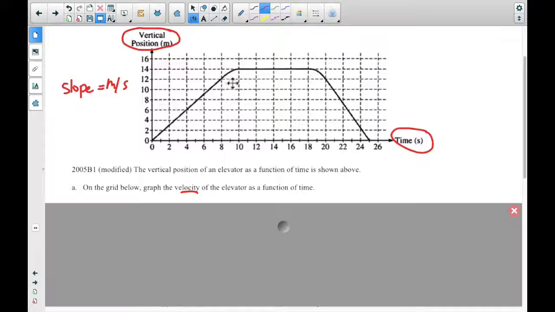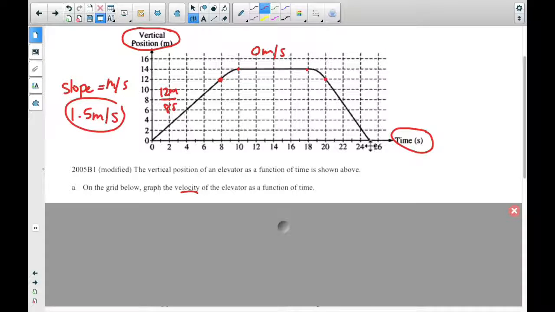Notice it's a little bit curved here and a little bit curved here, so I'm going to cut off my slope right here. The slope of this section is 12 meters over 8 seconds. I can reduce that: 12 meters over 8 seconds is 1.5 meters per second. So the speed in this section is 1.5 meters per second. The speed in this top portion, of course, is 0 meters per second. It's not going anywhere, it's flat.